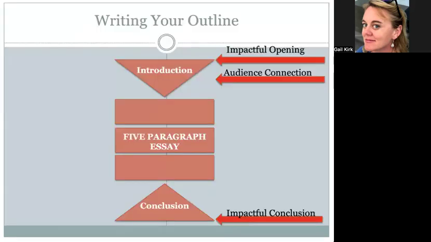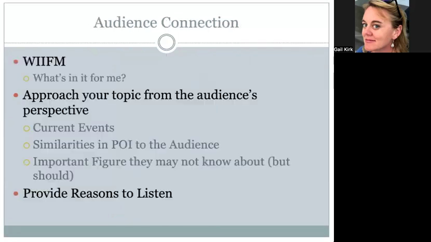The other parts are going to be the impactful opening, your audience connection, and your impactful conclusion. Now, your audience connection, while it's after the thesis in the outline example, in the outline draft, you're welcome to move it before your thesis.